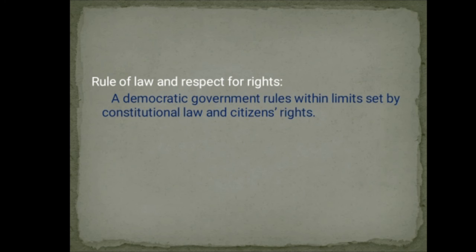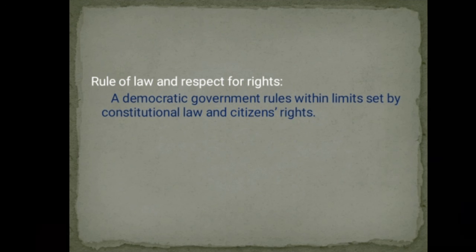If we wish to assess a democracy, it is important to look at the election, but it is equally important to look before and after the election. Similarly, there are some conditions that apply to the way a government is run after the election. A democratic government cannot do whatever it likes, simply because it has won an election. So this gives us the fourth feature of democracy. A democratic government rules within limits set by constitutional law and citizen rights.